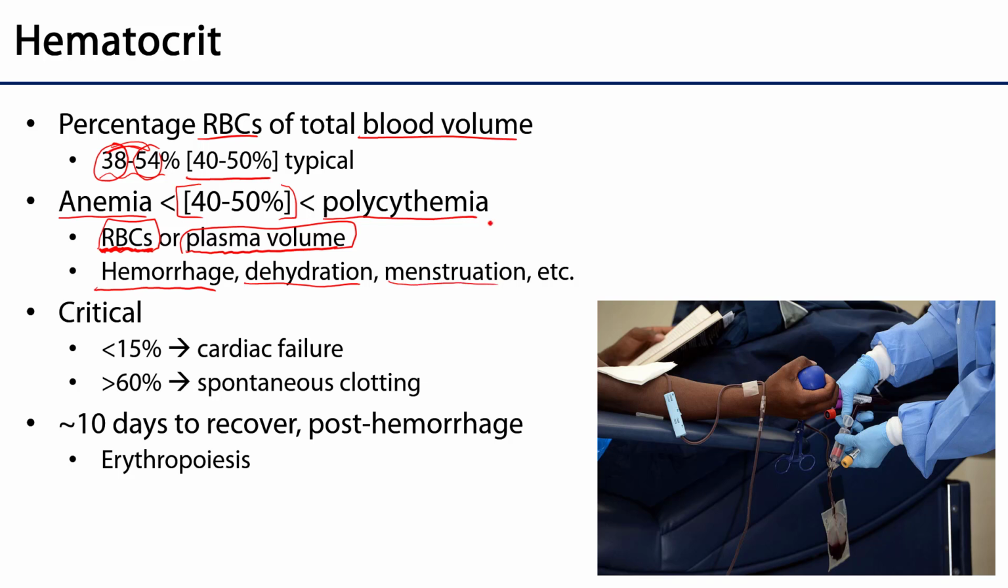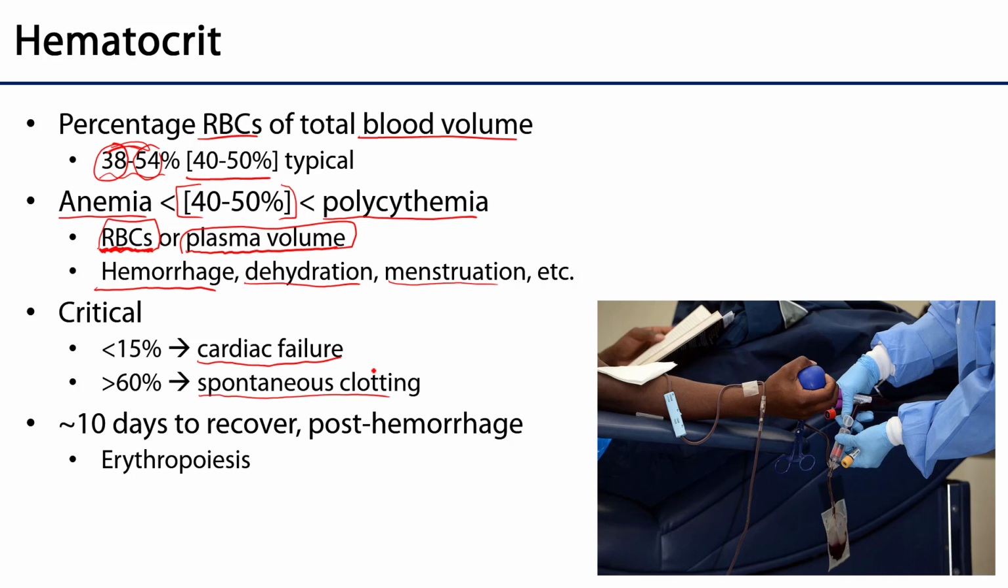And anything below 15%, you run the risk of cardiac failure. You're probably not oxygenating your brain and other metabolically active tissues sufficiently. So you'll understand that that's coming. Anything above that, spontaneous clotting. So again, this is like the story of Goldilocks and the Three Bears. You want to be just right. You don't want too much or too few with respect to your hematocrit.